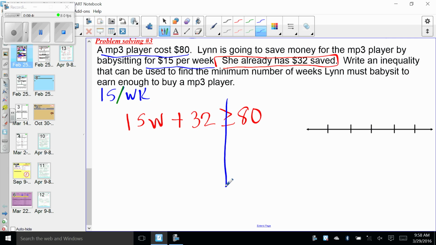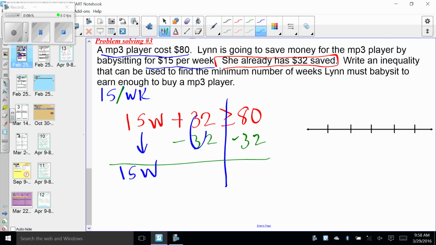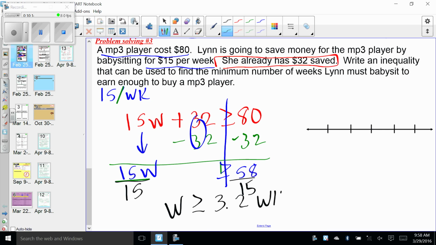So we're going to go ahead and go hand method on there. So there's my inequality. I'm going to subtract 32, copy, paste. Working left to right then, we get 15w is greater than or equal to 58. As I solve then, putting that w all alone, we're going to divide by 15, copy paste. Hand method, we get w is greater than or equal to 58 divided by 15. And I end up getting 3.2. So 3.2 weeks at least she would have to work.